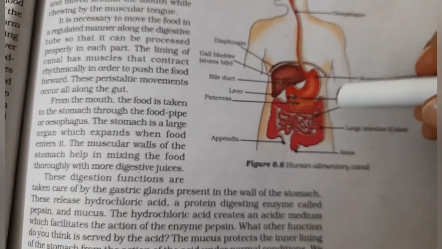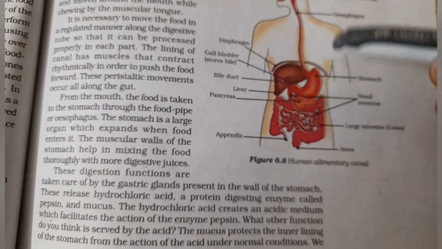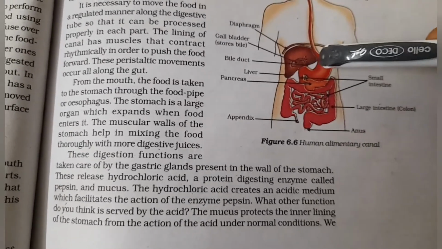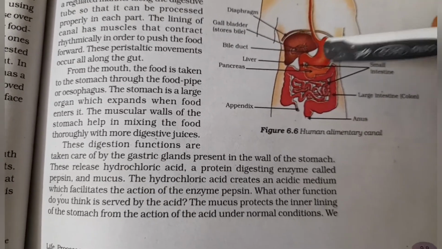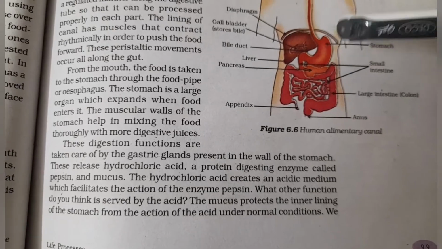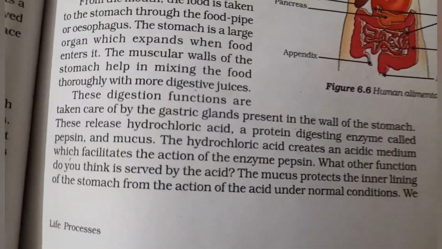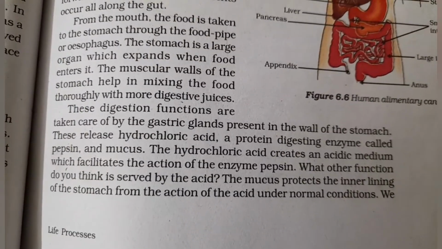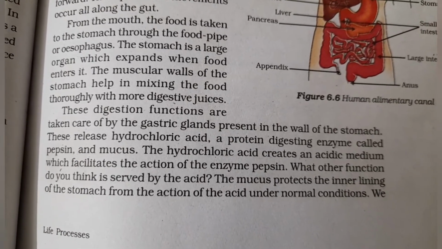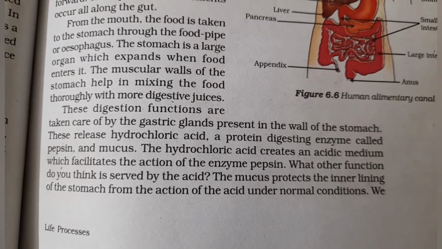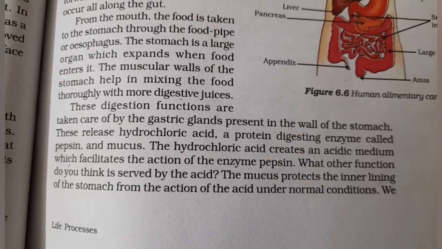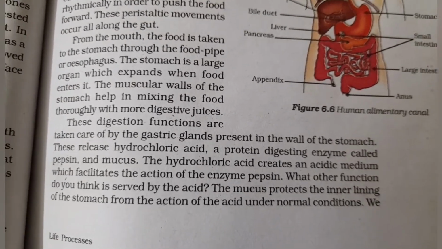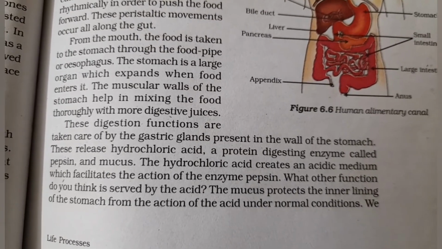The stomach is a J-shaped organ. Now the food goes to the stomach, and the muscular walls of the stomach help in more mixing of the digestive juices. These digestion functions are taken care of by the gastric glands present in the wall of the stomach. These release hydrochloric acid, that is HCl, a protein digesting enzyme called pepsin, and mucus.